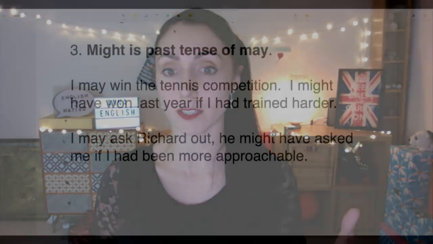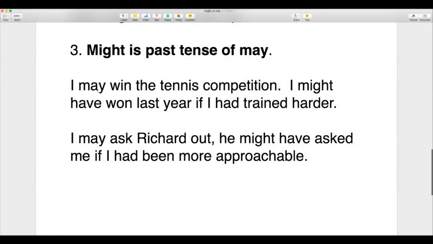So the third way you can use the word might and may is to note that might is the past tense of may. So you can also use might to mean the past tense of may. So here I've given some example sentences using both. I may win the tennis competition. So that's present tense. It could happen. It's possible. However, let's talk about last year. I might have won last year if I had trained harder. So might being the past tense of may.